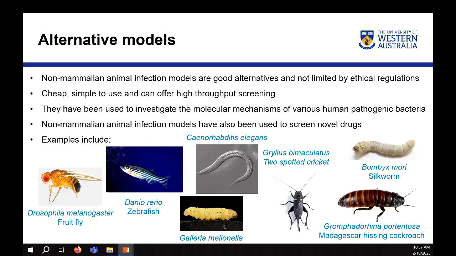And the reasons for using these models is they're cheap, simple to use, and can offer high throughput screening. You can use lots of them. There's no ethics, or ethics are minimal. And so these models have been used to investigate molecular mechanisms of various human pathogenic bacteria, and also screening novel drugs. So that's mainly the reason. Lack of ethics, not limited by ethical regulations, cheap, simple, and high throughput. Although I don't see how this can be that high throughput, really. But some of the others are. These ones here you can use in 96 well plate formats.